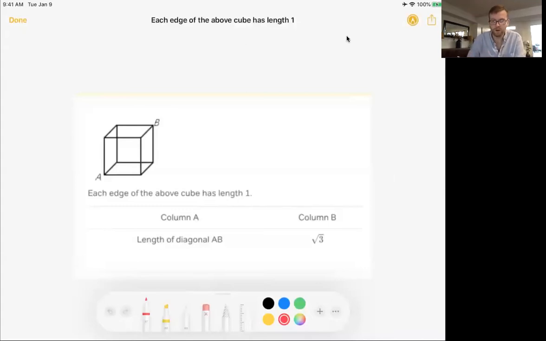Take a second to read it over and recall that this is one of those GRE problems where choice A is that column A is bigger, choice B is that column B is bigger, choice C is that the two are equal, and choice D is that there's not enough information for you to tell. So pause the video here and attempt to answer this question.